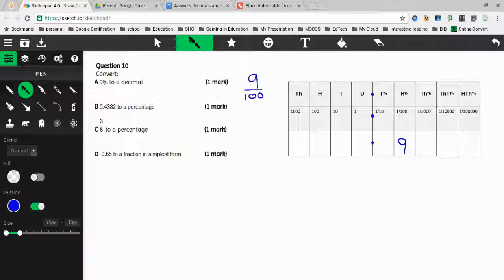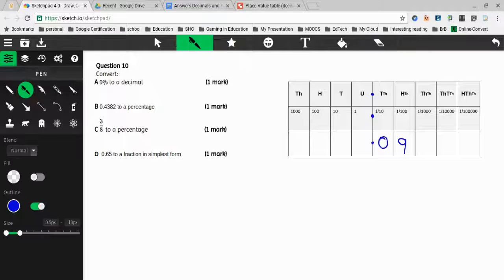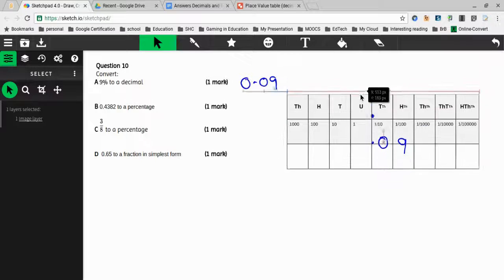Obviously, we can't leave the tenths column empty, so we need to put a 0 in there, which leaves us with a final total of 0.09 for our decimal.